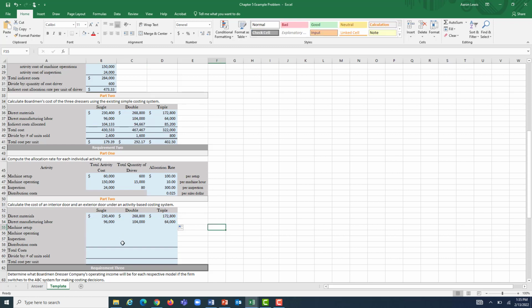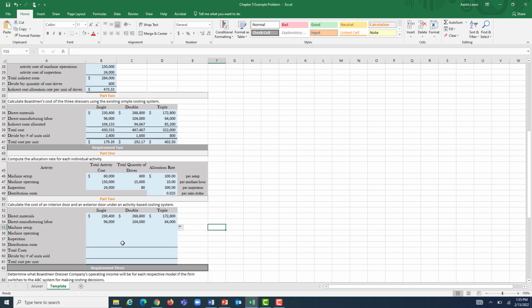Up here we have on the top. So just to reiterate one more time, direct costs do not change ever when you change your system for allocating out indirect costs, because they are in fact direct costs. Now for all of our indirect costs, we got a little more math to do.